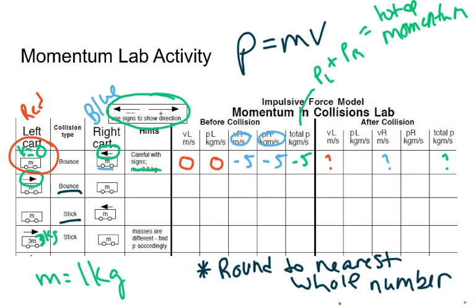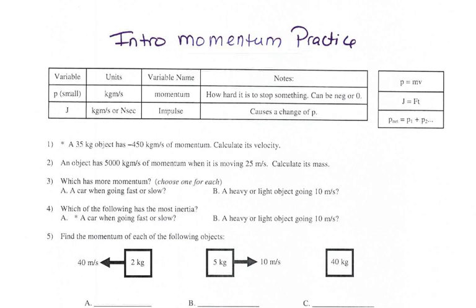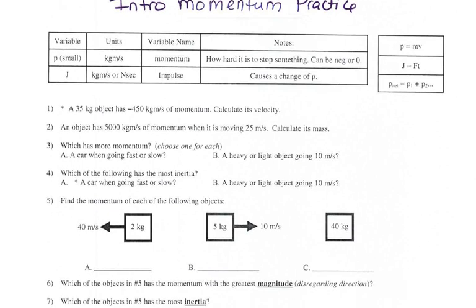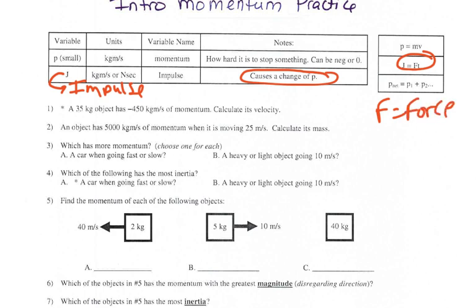Once you have finished the lab, there's a set of practice problems. So let's look at those real quick. This is what your momentum practice is going to look like. So, they're talking about the momentum at the top. They're giving you units. This one right here is called impulse. And impulse is just the change in momentum. Okay, so your equation for impulse is right here, where F is equal to force, J stands for impulse, and T stands for time.